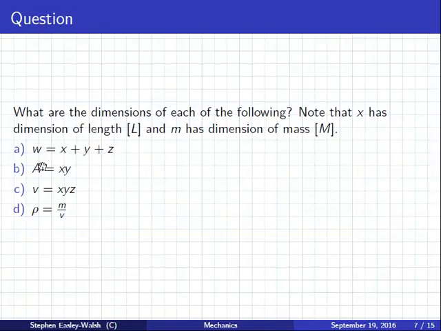You get the idea? So I want you to try these ones now, see if you can get the unit. You can use, by the way, the answer from the last part in the next part if you like. Okay, so we know x, y, z now is length.